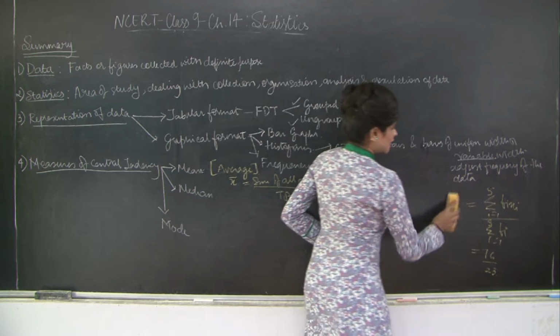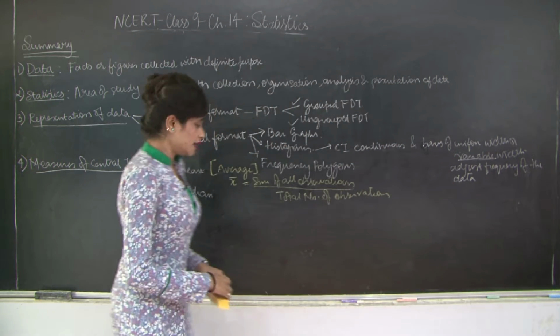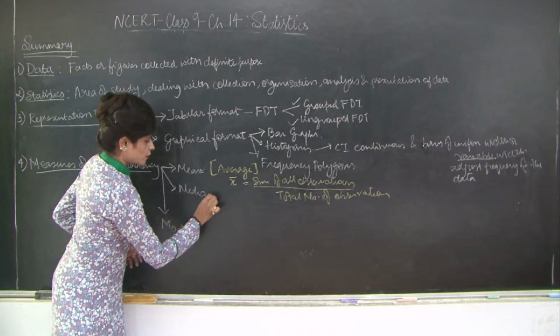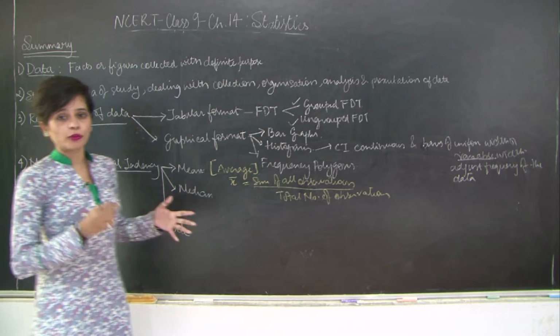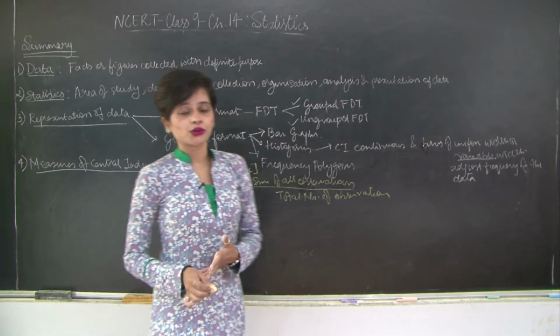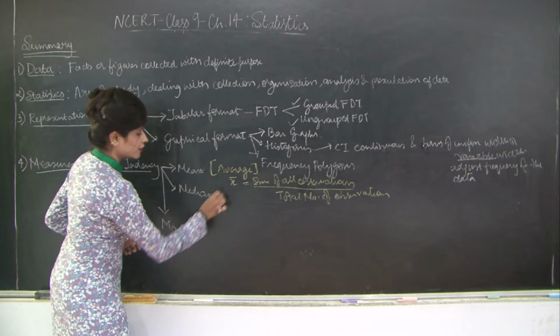Moving on to the other method, which is median. So median is a value which divides the observations into exactly 2 equal parts. Now the number of observations that you can have could be even or odd.